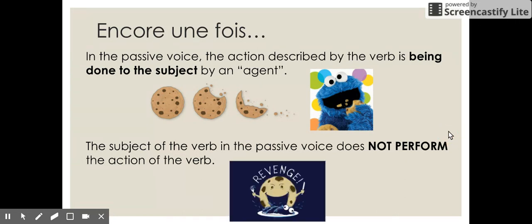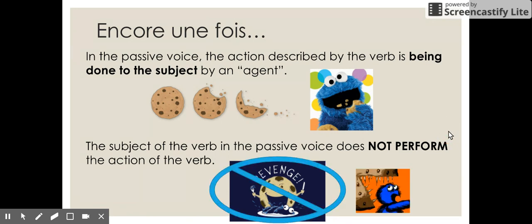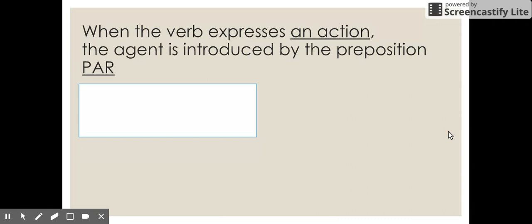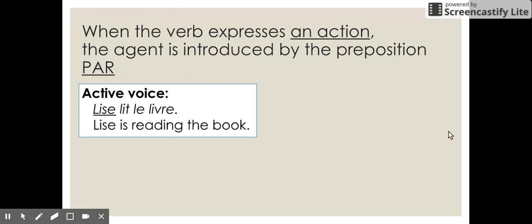That's when we get this. The cookie is eating Cookie Monster. No, we don't want that, right? So when the verb expresses an action, something that's physical, the agent is introduced by this preposition par. So in our active voice, we have Lise lit le livre. Lise is reading the book.